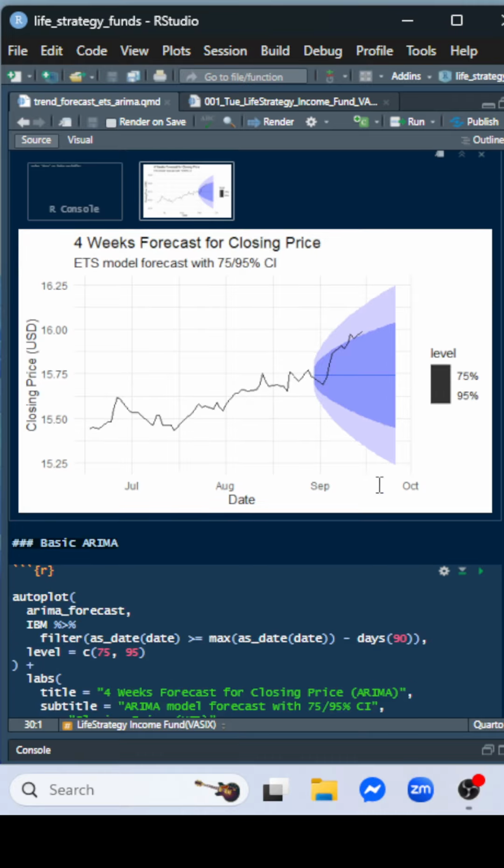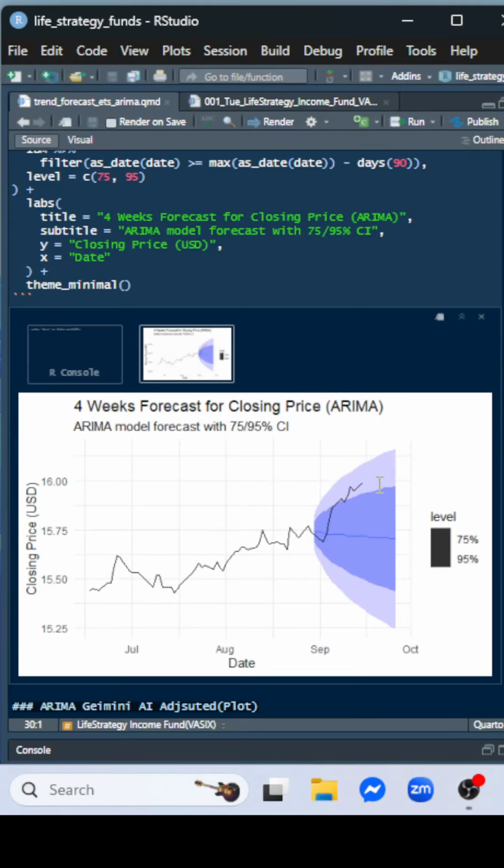Okay. What about the basic ARIMA? Now the basic ARIMA is a little more interesting. It's actually above this line here, but it's touching the line here. You can also see the actual line is kind of wiggly. And again, it's crossed above the 75% line into the 95% territory.